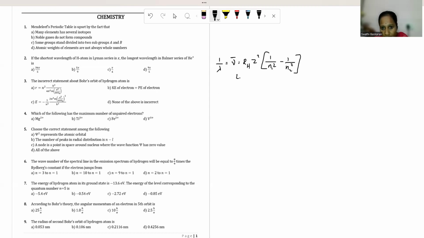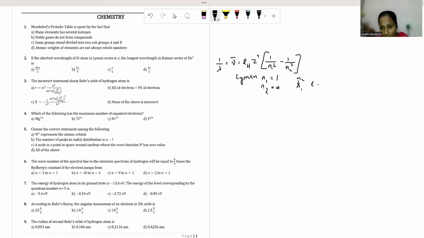In case of Lyman series, N1 will always be equal to the first level, isn't it? The ground state. Now, in order to get the shortest wavelength, definitely N2 must be equal to infinity. Why is N2 equal to infinity? Because if emission is happening from N2 to N1, it will have some energy, let us assume it is E.